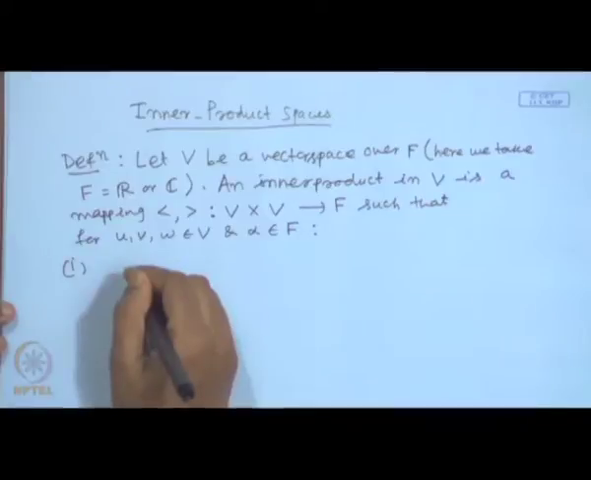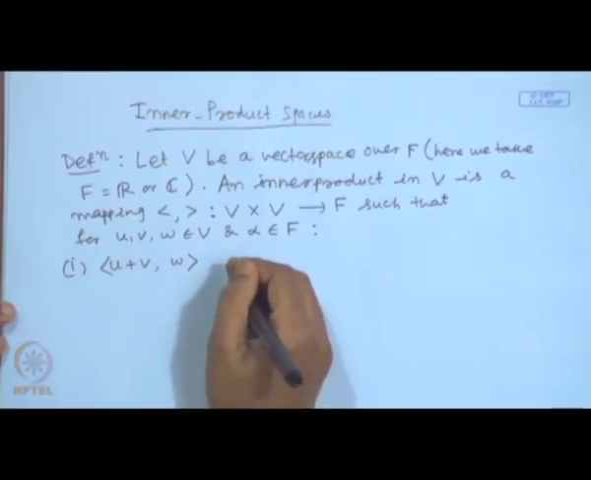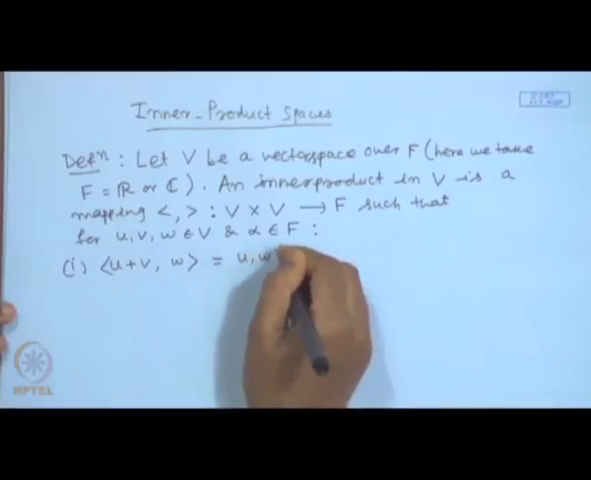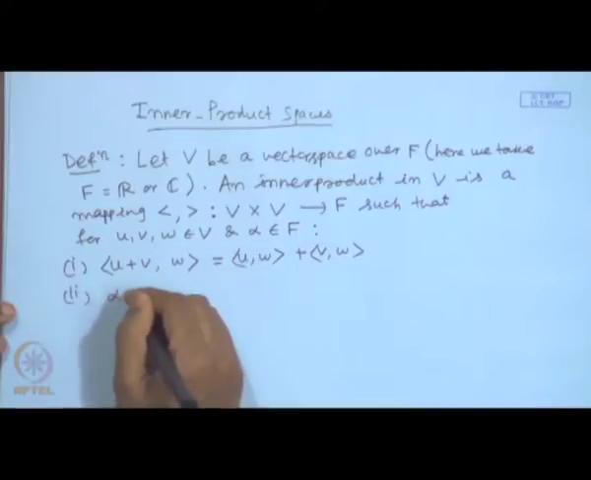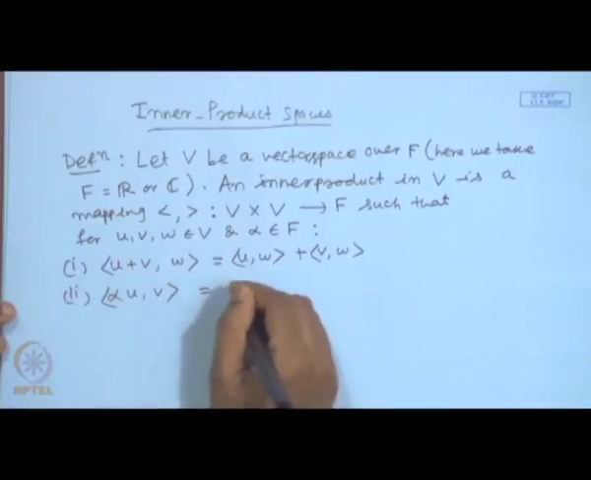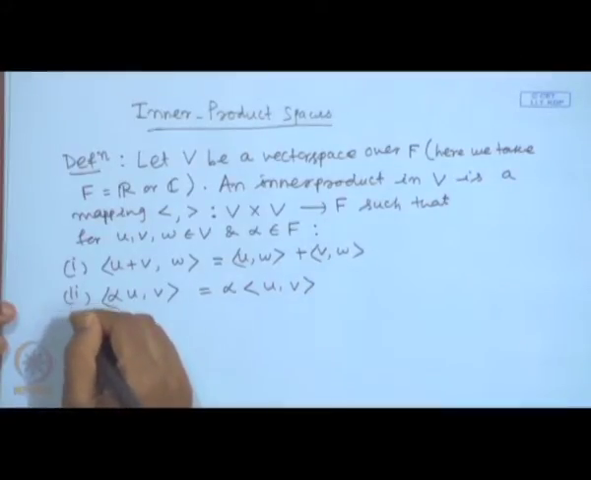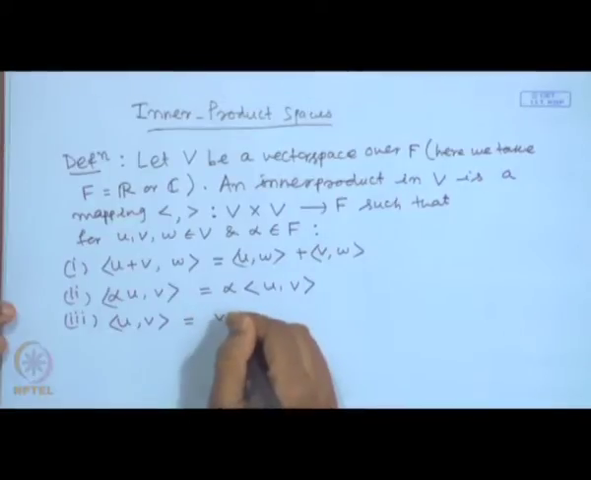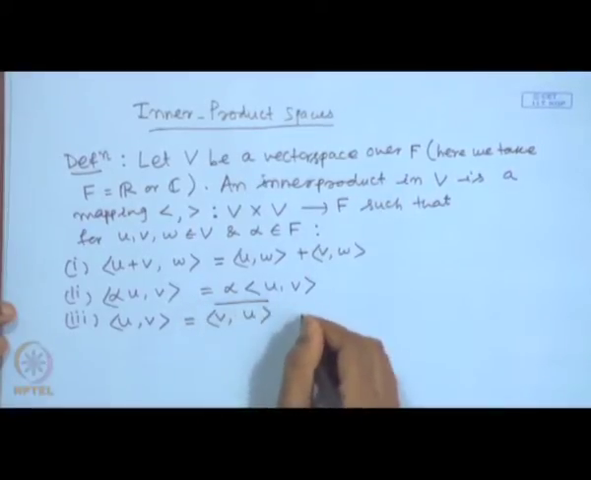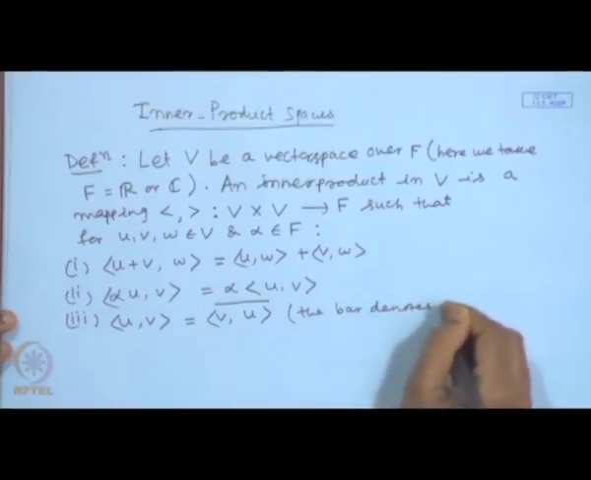the first condition is that the inner product of u plus v comma w is equal to the inner product of u, w plus the inner product of v, w. The second axiom is that the inner product of alpha u, v is equal to alpha times the inner product of u, v. The third axiom is that the inner product of u, v is equal to, if we change the order of the vectors, the inner product of v, u, its complex conjugate. Here the bar denotes the complex conjugate.